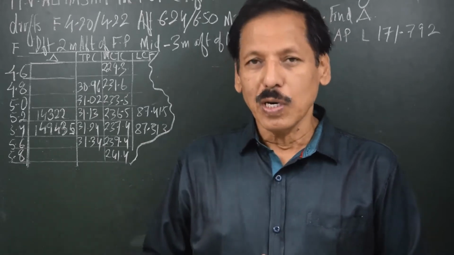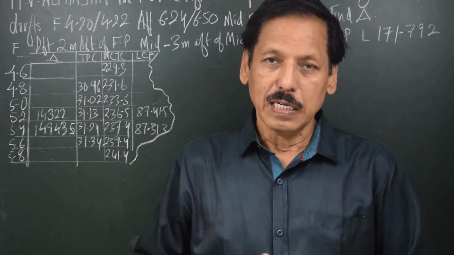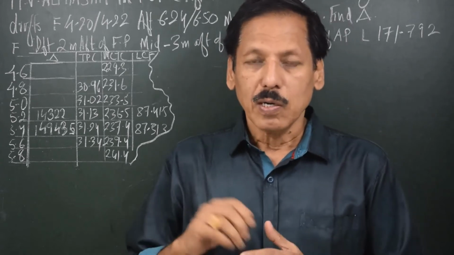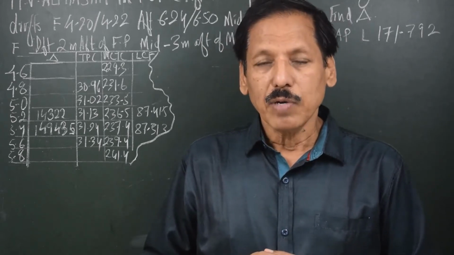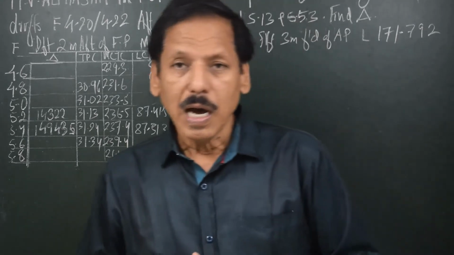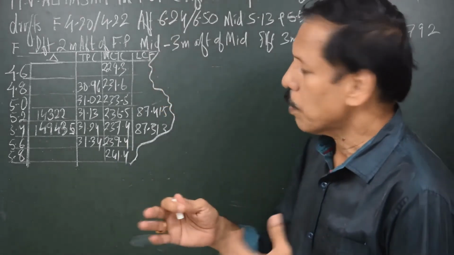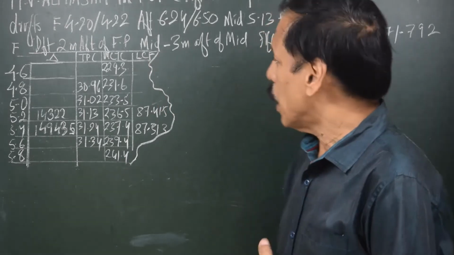Today I am going to do a numerical on draft survey. This numerical is from my book called Stability, and we are going to do a numerical on Alpha ship. The Alpha ship is the demo ship in my book.